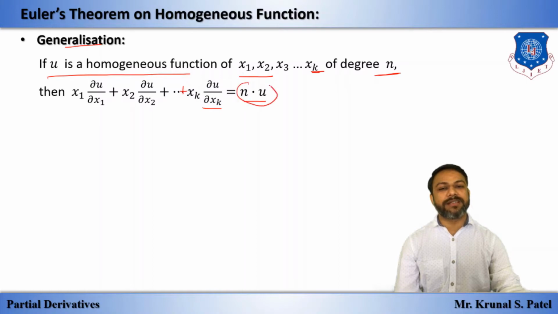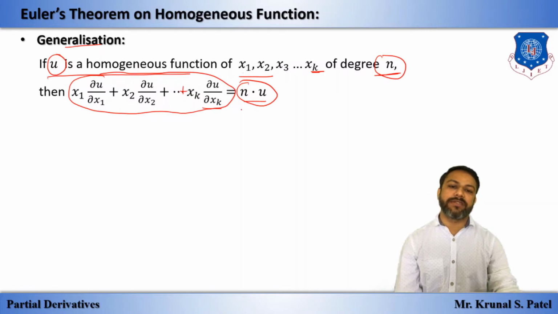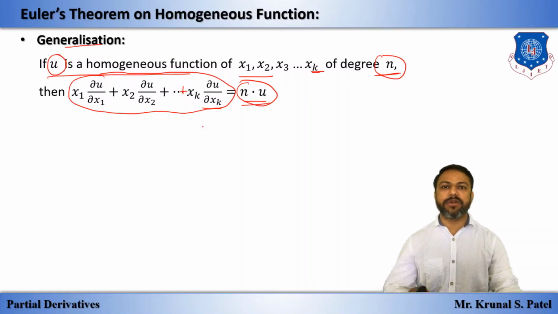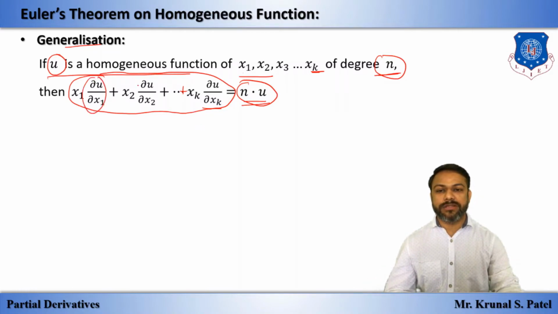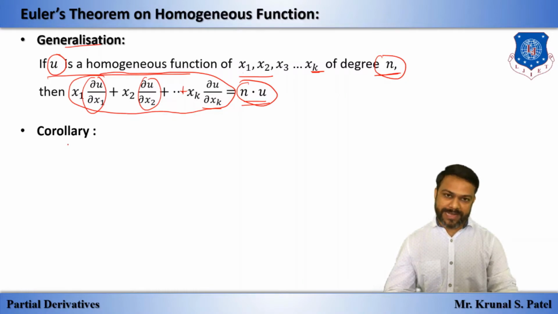That means the answer is always the degree into the given function, but for that the given function should be homogeneous with some degree. Whenever this format is given, we will check whether it is homogeneous, and if it is, then we can write the answer directly. No need to differentiate. We differentiate in the theorem because we want to prove that theorem, that's why. But in an example, no need to find all these derivatives. Okay, now this is the corollary, that means for the second order derivative.